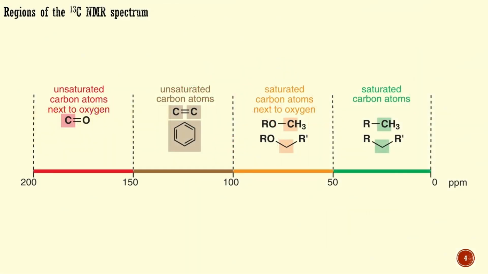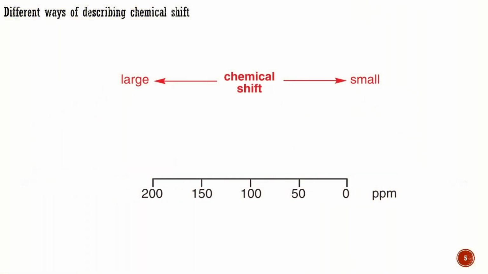Accordingly, all carbon spectra can be divided into 4 major regions. These include saturated carbon atoms, 0 to 50 ppm, saturated carbon atoms next to oxygen, 50 to 100 ppm, unsaturated carbon atoms, 100 to 150 ppm, and unsaturated carbon atoms next to oxygen, like carbonyl groups, 150 to about 200 ppm. The chemical shift scale runs to the left from 0, where TMS resonates, backwards from the usual style.